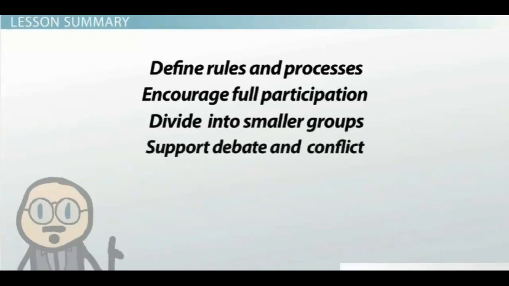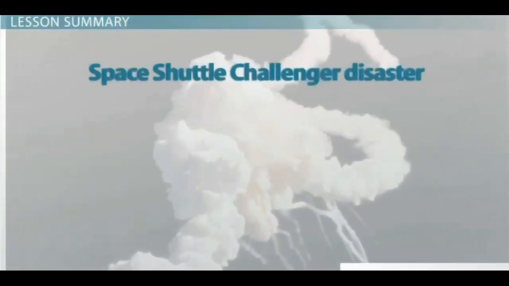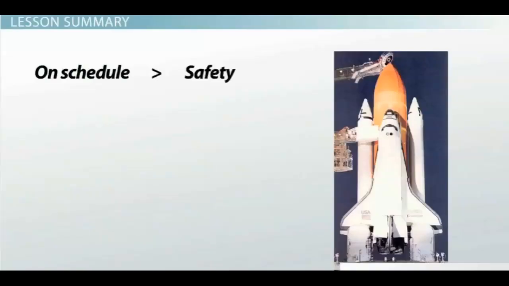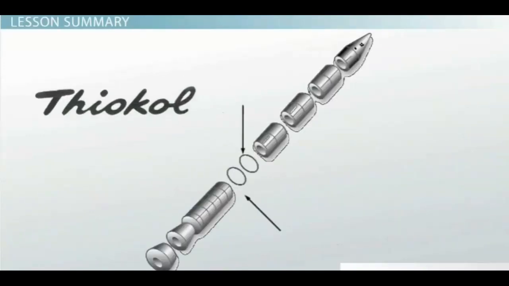Perhaps one of the most well-known examples of groupthink can be found in the Space Shuttle Challenger disaster. Remaining on schedule for the launch took priority that day over safety. Group members fell victim to several circumstances that contributed to groupthink, which led to the decision to launch the Challenger despite knowing the potential for O-ring failure in extreme cold temperatures.